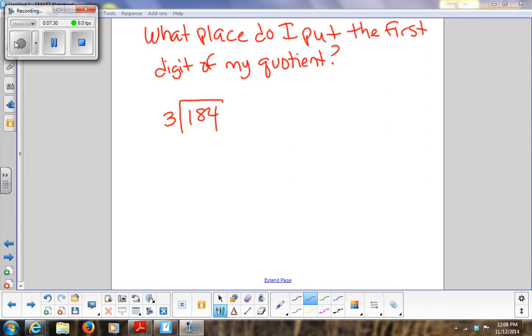Okay. All right. Some of you said the hundredths place, so I can divide 1 by 3. Is that correct? Can I divide 1 by 3? No. So what place would it go into? Tens place. Here's another one. What digit would I put in?